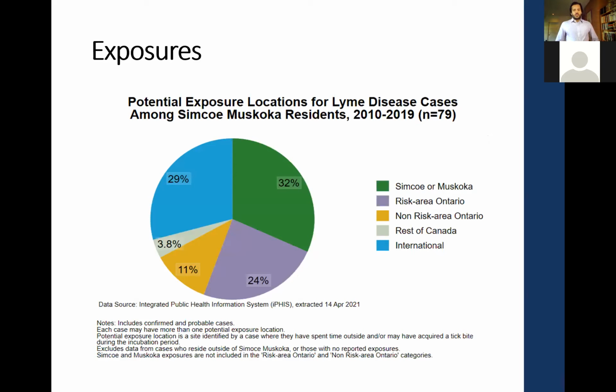If we look at all the cases reported in Simcoe and Muskoka residents from 2010 to 2019, we see that 32% of exposures occurred in Simcoe and Muskoka. Importantly, 29% occurred internationally, 24% occurred in a risk area identified on the Public Health Ontario risk area map. But also, we note that 10% or 11% of exposures occurred in non-risk areas in Ontario. And this highlights the caveats again of relying on the PHO map presented earlier to assess risk, and also highlights, of course, the importance of a thorough history.